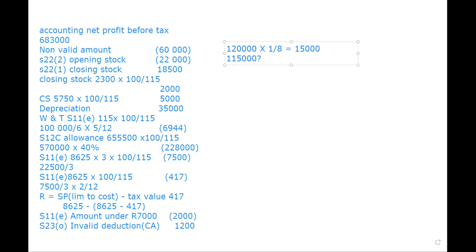What about the 115,000? We have to determine if it's a prepaid expenditure. Now, remember our first rule: it must be below 100,000 rand, and it must be less than 6 months. Now, can you see the first requirement is failed? It is greater than 100,000 rand. And the second requirement is also failed, as it is greater than 6 months. So there will be no prepaid expenditure deduction.